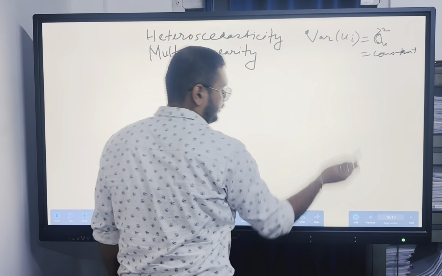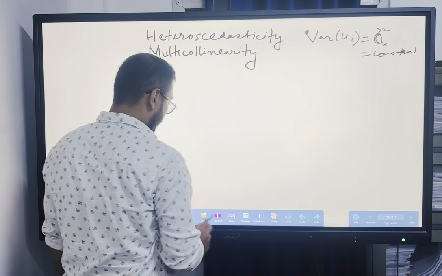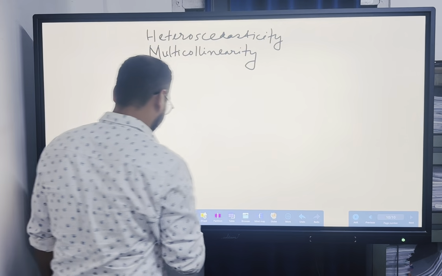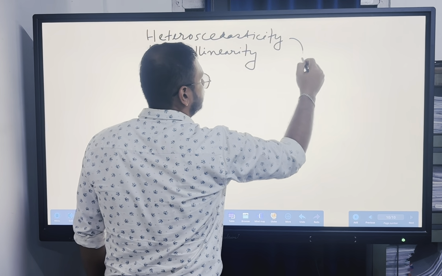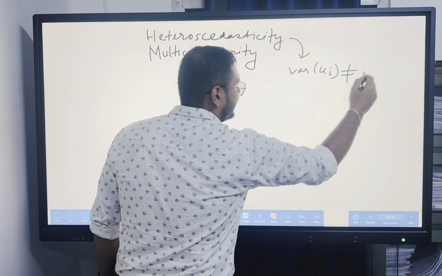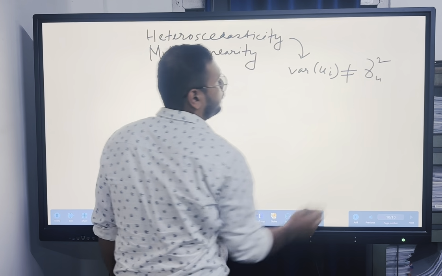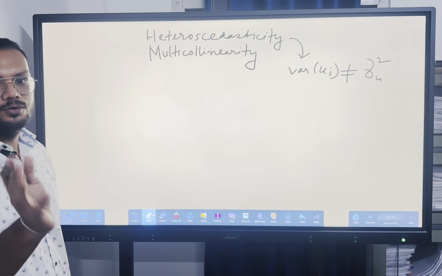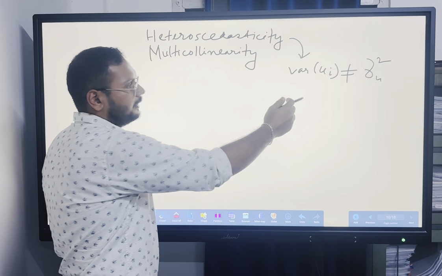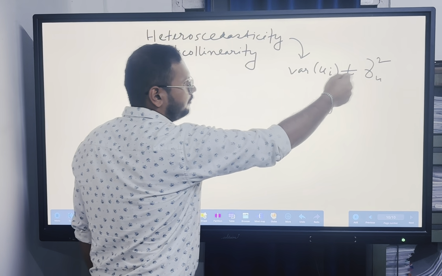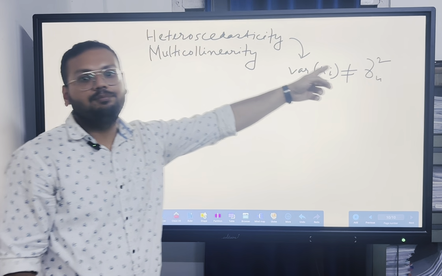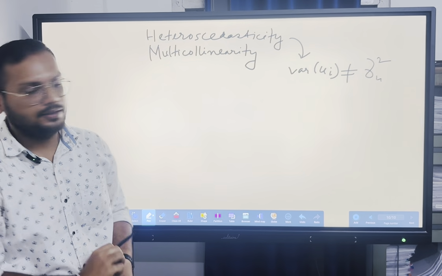Again, I have to correct you here. Although I've written it like this, there is a confusion I have to clear, which I have not cleared before. Heteroscedasticity will occur when variance of ui is not a constant, right? In the concept of homoscedasticity, this equality sign will come. If this equality is violated, I mean if the variance is not a constant, then we have the problem of heteroscedasticity, right?